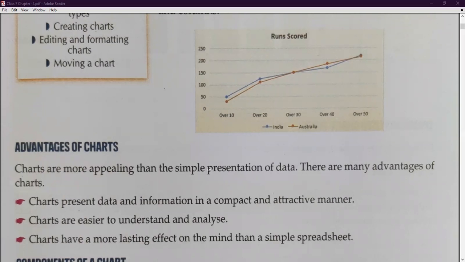First of all, charts present data and information in a compact and attractive manner. Compact means that it is still and has more eye-catching power. Charts are easier to understand and analyze. As I have told you, you will find it very easy to understand and analyze a chart representation of data. Charts have a more lasting effect on the mind than a simple spreadsheet. So it will last in our mind, that means we will remember things in a chart format for a long duration.